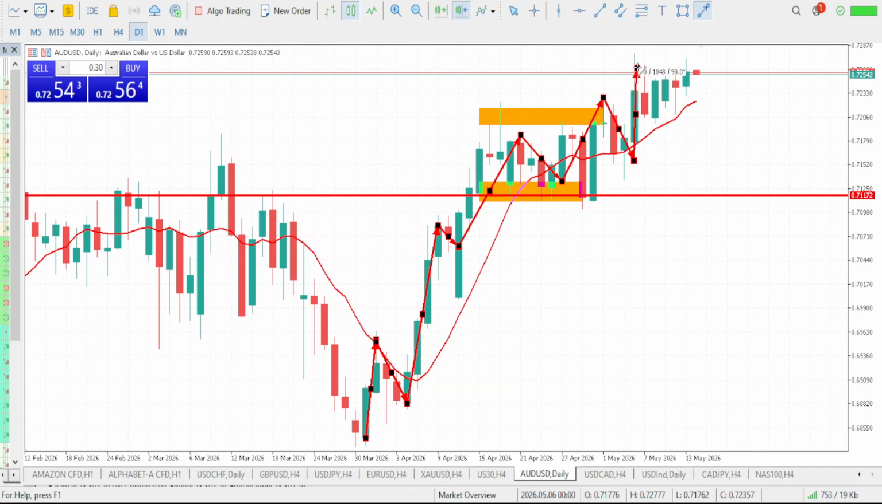Now, the market did give us a bullish move to form a new higher high. This is the higher low right here. So we are currently at this higher low right here. This is a pullback zone. We would expect the market to push up further and form a new higher high. So a bullish move is what we should be expecting for the day on our AUD USD.